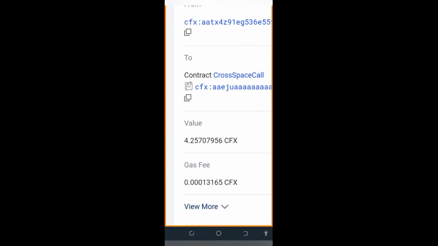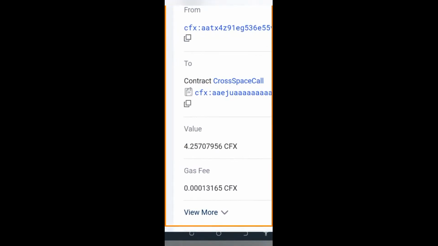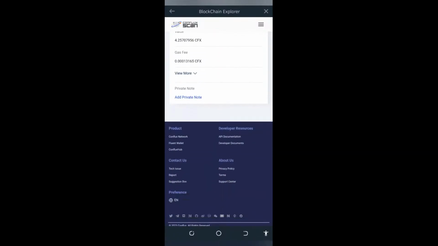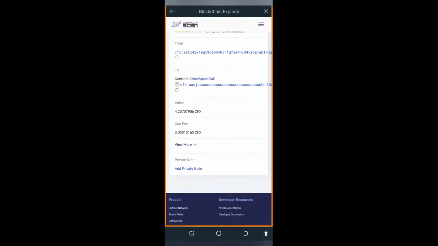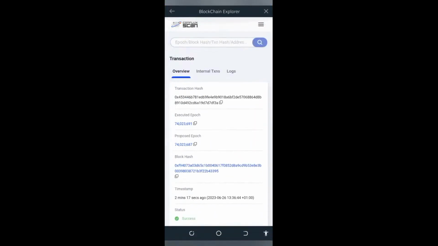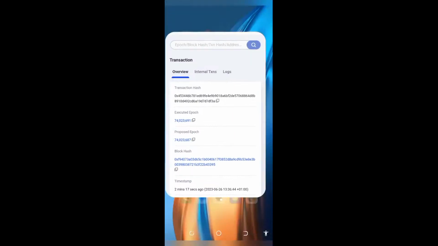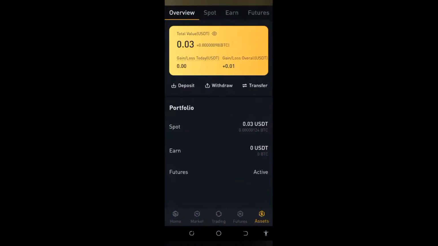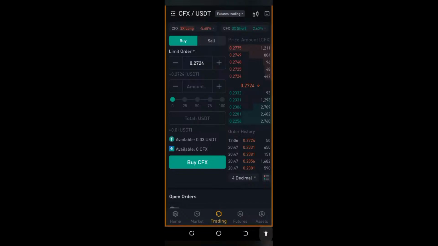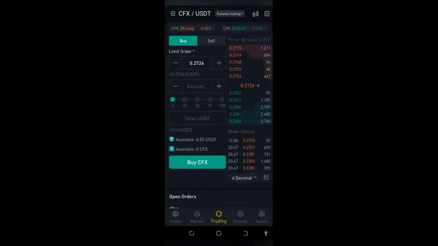You can see everything is here. We can see that it's 4.257 CFX, because don't forget, it has to take its own trading fee. It's telling me that it's success, so we just have to wait a bit to see when it will land in Buy True. Right now, it's not yet here. Still 3 cents. Okay, let's go relax and wait.